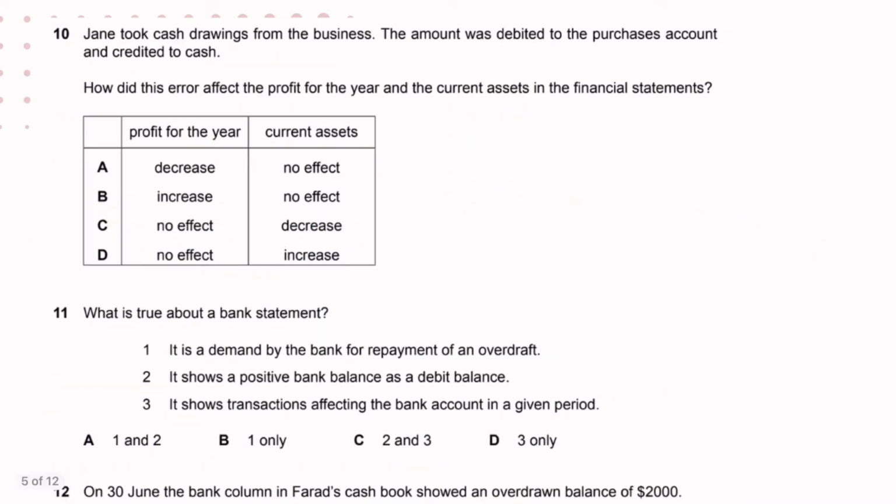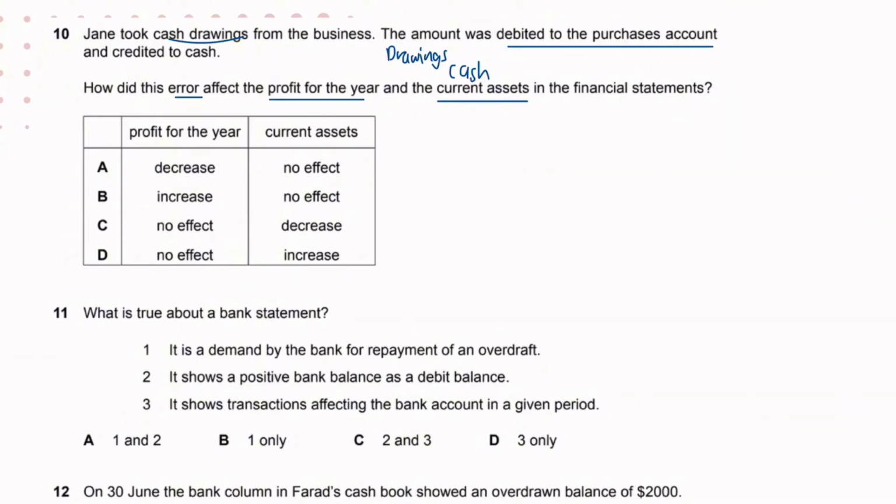Okay, question 10. Jane took cash drawings from the business. The amount was debited to the purchaser's account and credited to cash. How did this error affect the profit for the year and the current assets in the financial statement? Okay, so for cash drawing, the correct entry should be debit drawings and credit cash. But instead you debit the purchaser's account.